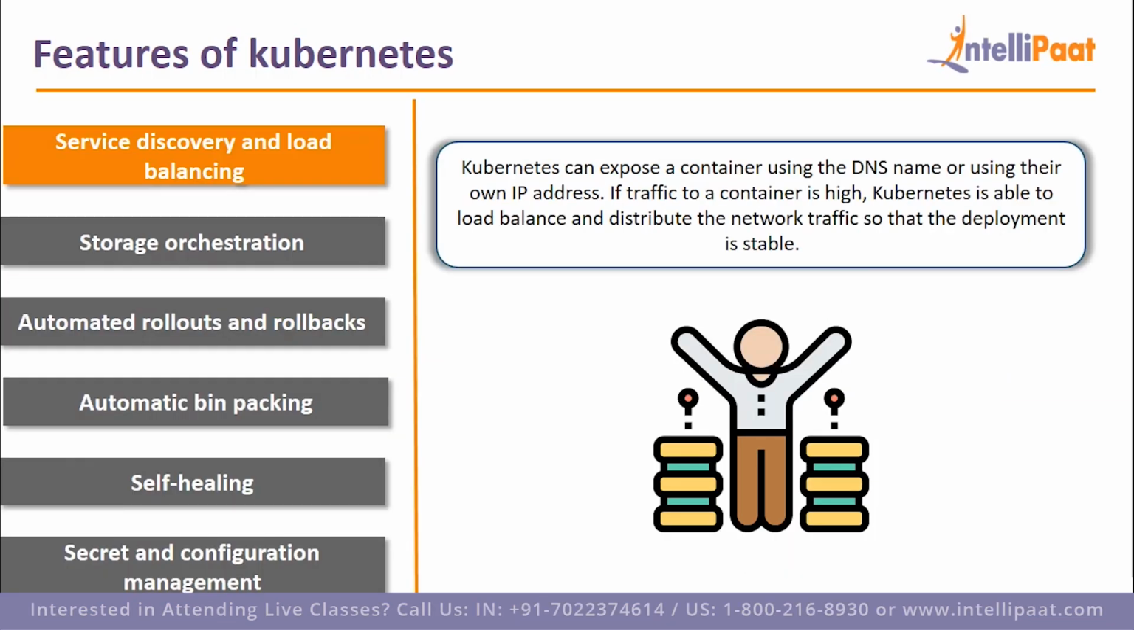The first one is service discovery and load balancing. Kubernetes can expose a container using a DNS name or using its own IP address. So if traffic to a container is high, Kubernetes is able to balance the load and distribute the network traffic so that the deployment is stable.